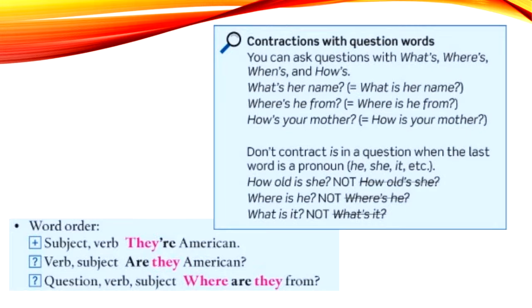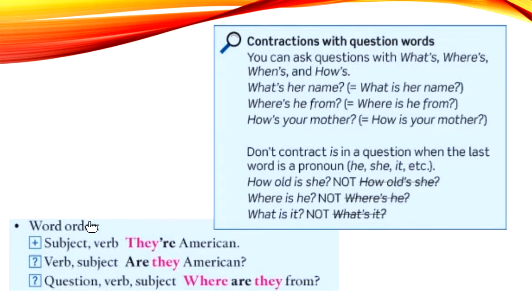This is something you need to remember. Contractions with question words. You can ask questions with what's, where's, when's, and how's. Okay, so when the last word is an object or something, there you can use contractions, but don't use contractions in a question when the last word is a pronoun, or a subject: he, she, it, you, we, they. Okay.